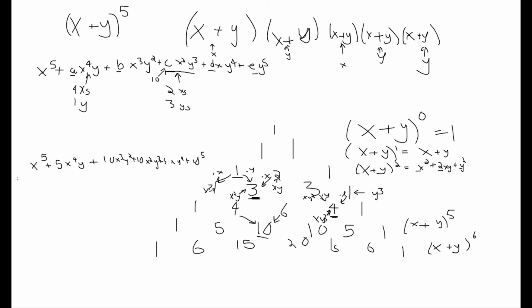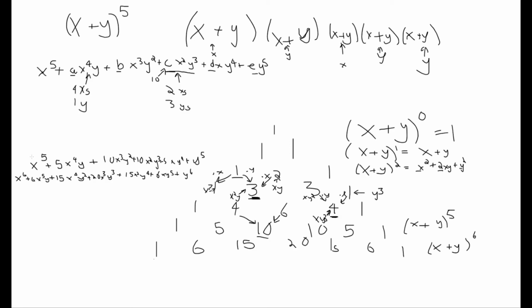x plus y to the 6th is x to the 6th plus 6 x to the 5th y plus 15 x to the 4th y squared plus 20 x cubed times y cubed, plus 15 x squared y to the 4th, plus 6 x y to the 5th, plus y to the 6th. Okay, wow, that was a lot of writing.